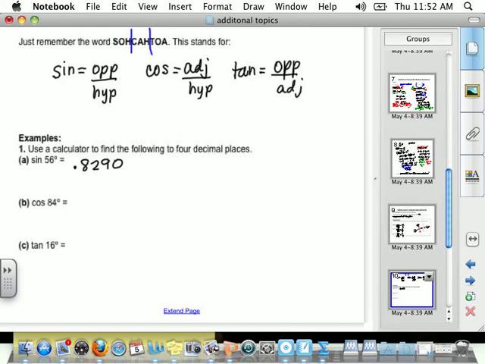Radians are usually used in pre-calc and calculus. All right, cosine of 84, do that one. What do you get? 0.1045. We're doing to 4 decimal places. Tangent of 16. 0.2867. You guys are good. All right, our calculators are in the right mode. We're good. All right, moving on.